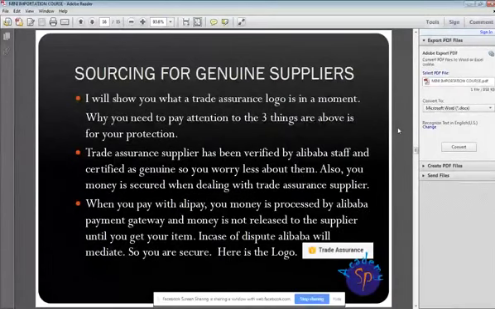Then, why a trade assurance supplier? A trade assurance supplier has been verified by Alibaba staff and certified as genuine, so you worry less about them. Also, the money is secure when dealing with a trade assurance supplier. All right, when you pay with Alipay, your money is also processed by the Alibaba payment gateway.